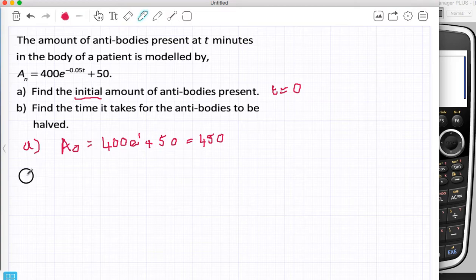Okay, B, find the time it takes for the antibodies to be halved. So if it starts with 450, we're looking for the t value when it drops down to half of 450, which is 225. Now it's going to be slightly different from the last one because we've got an extra calculation to do in here.